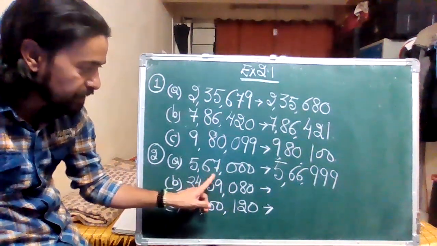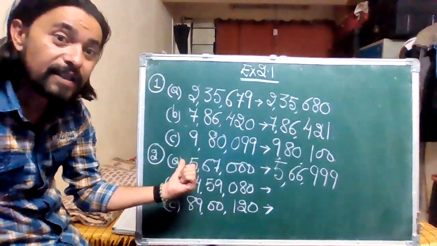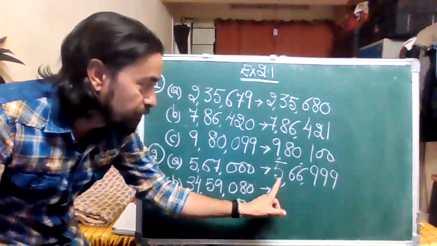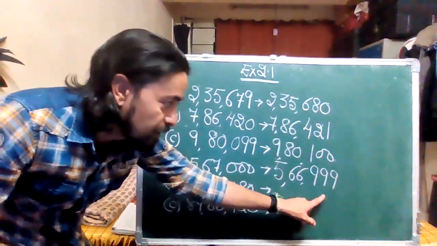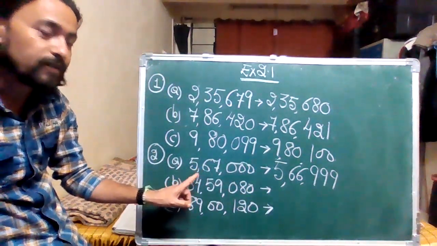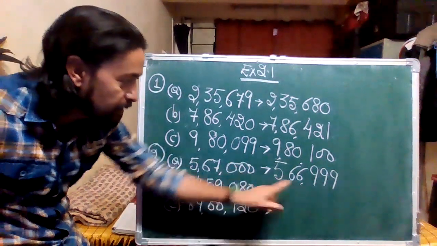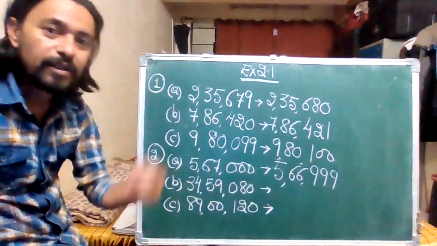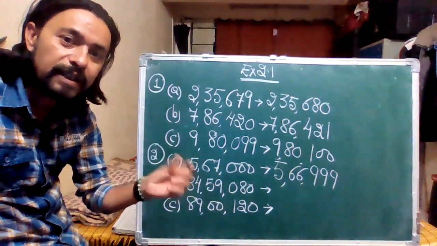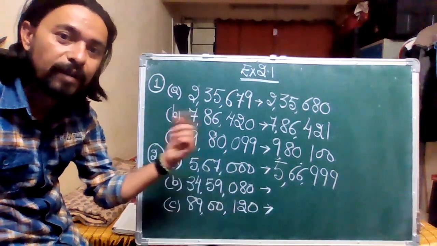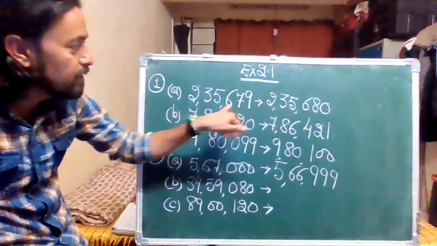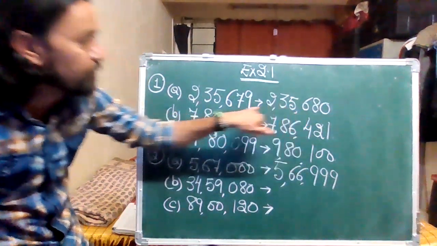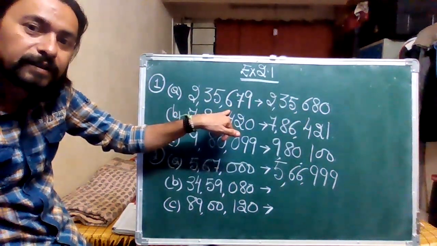Now 5,67,000 is the successor of 5,66,999. But 5,66,999 is the predecessor of 5,67,000. This comes before this, and this comes after this. So the successor and predecessor are interrelated with each other. One comes before and one comes after. Similarly, here you can see this number comes after this number. So this is the successor.